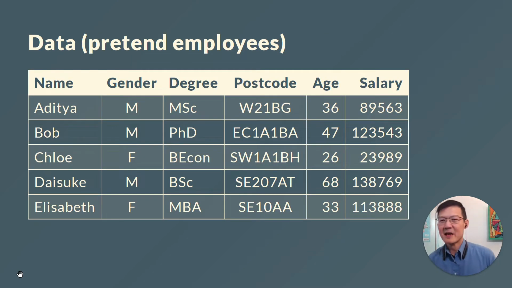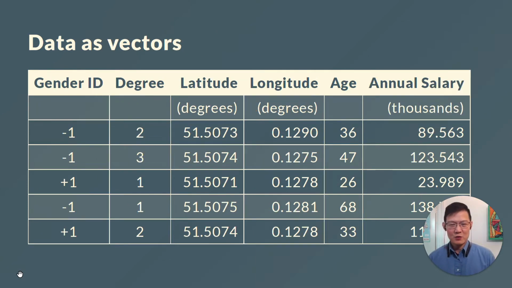Let's pretend we have this data about employees of some company, and they have names, genders, where they live, what their qualifications are, age, and salary. Now, this kind of data is common, but it's not something we can directly put into a machine learning algorithm. To put it into a machine learning algorithm, we need to convert this kind of tabular data into a form like this, where each column, a so-called feature, is actually a number.